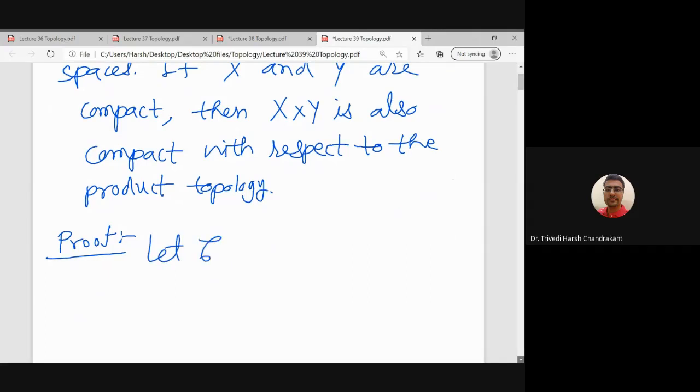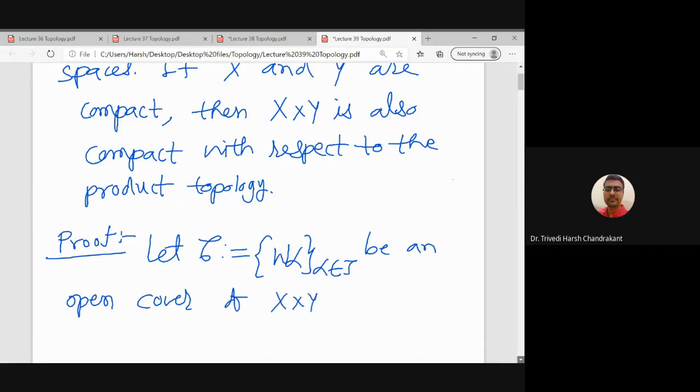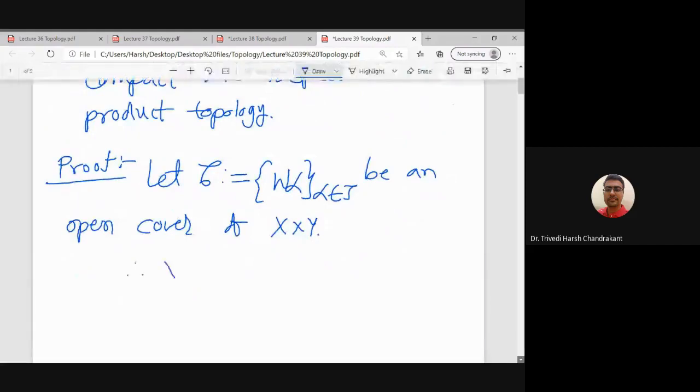So let a family C, which is the collection W alpha, be an open cover of X cross Y. So what does this mean? This means that X cross Y we can write as the union over alpha of W alpha, right? That is the meaning of this.